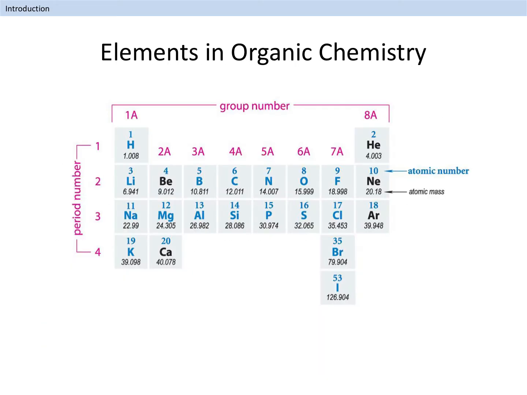To understand the chemistry of carbon-based molecules, we need to first understand how carbon forms bonds to itself and other elements. Here we can see a picture of an abbreviated periodic table that shows the elements that are most important in organic compounds. We can see, for example, groups 1A through 8A are included here. These are also called the main group elements.